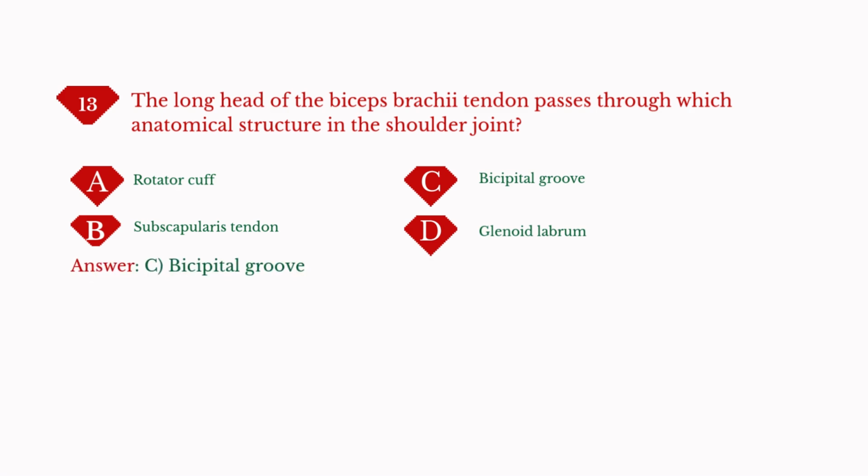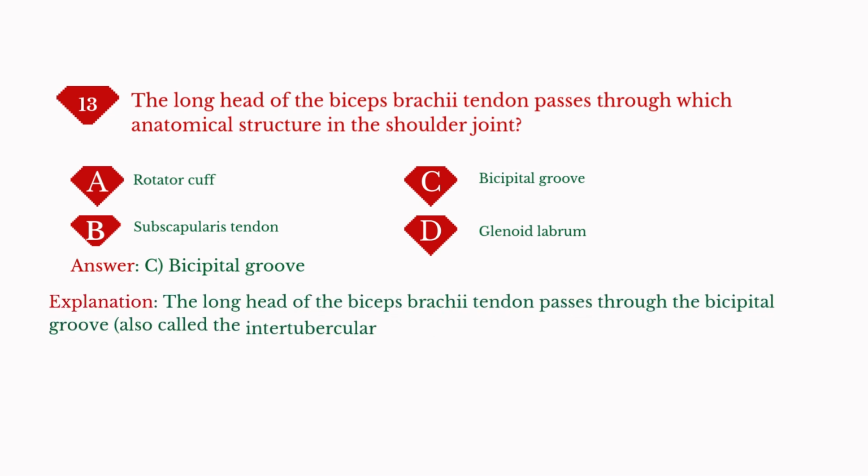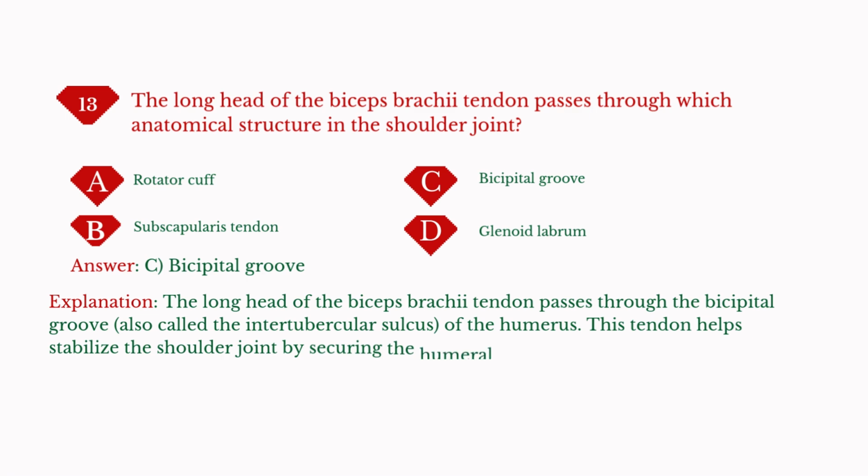Answer: C. Bicipital groove. Explanation: the long head of biceps brachii tendon passes through the bicipital groove, also called the intertubercular sulcus, of the humerus. This tendon helps stabilize the shoulder joint by securing the humeral head in the glenoid cavity.